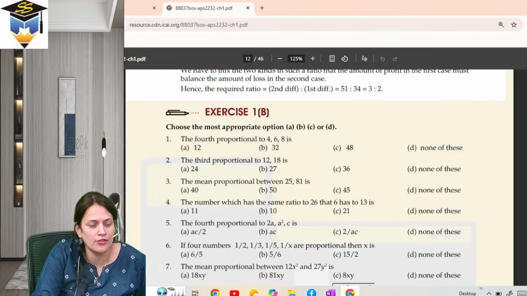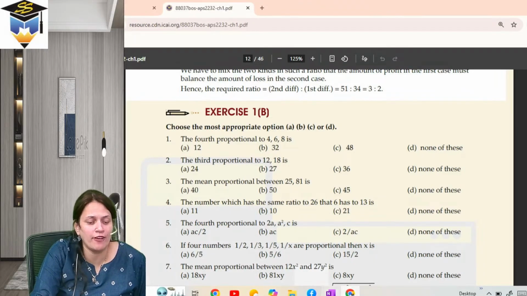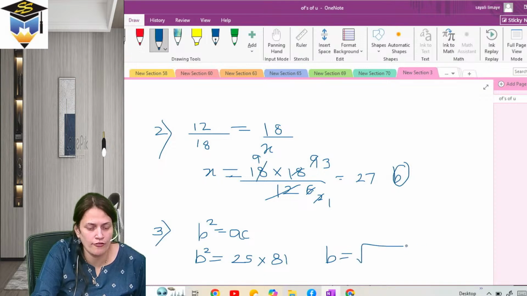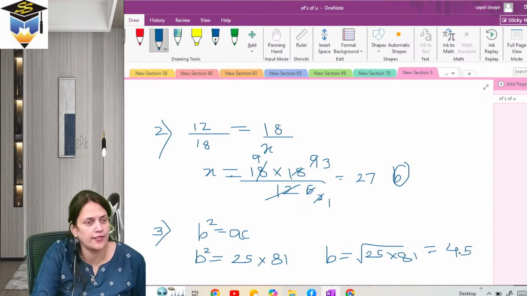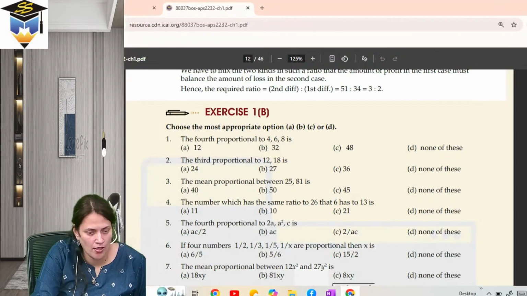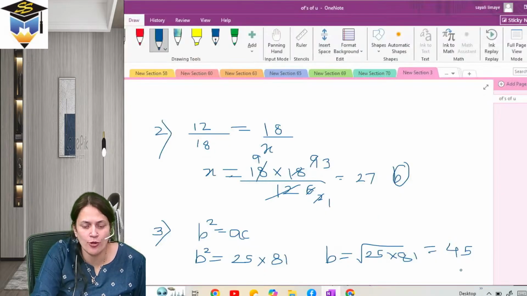So now in question number 3, mean proportional between 25 and 81. So you know B square is equal to AC. So B square is equal to 25 times 81. So in order to calculate B, how will you calculate it? Square root of 25 into 81. So that is going to be 45. Correct? B की वैल्यू आई है 45. Option C for question number 3.